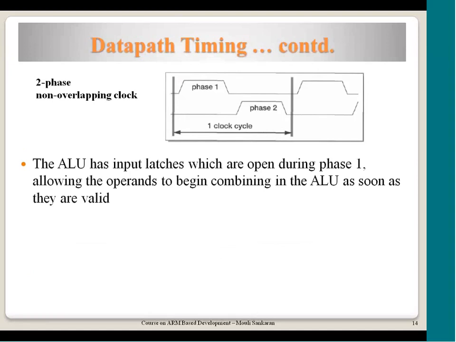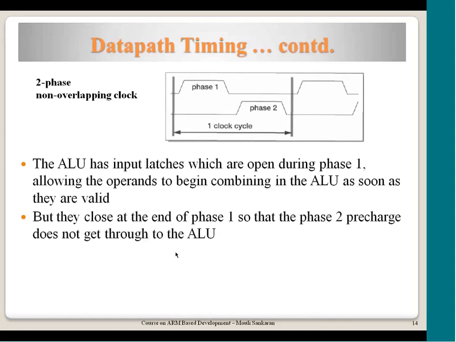Now, the ALU has input latches which are open during phase 1, as I mentioned, allowing operands to begin combining. What I mean by operands beginning to combine is that the ALU gives sufficient time for both operands to be available. In case the second operand needs to come from the barrel shifter, it takes a few nanoseconds to perform its operation. So it allows both operands to settle after the barrel shifter operation is done, before latching the value at the end of phase 1.